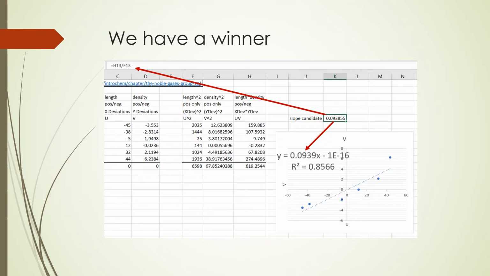So we have Excel calculate our candidate, our uv sum divided by our u squared sum, and we see that we have indeed recovered the value given to us by Excel for the fit to a straight line.